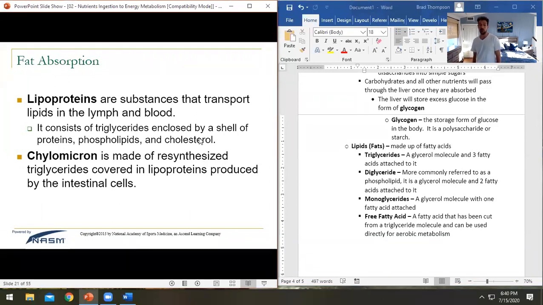Now, there are a few other things that you are going to find when we are talking about fats, and one of those is going to be lipoproteins. Okay, so lipoproteins are substances that transport lipids in your lymphatic fluids and in your blood. And what a lipoprotein is, it's a regular triglyceride, but it has a protein shell made up of some phospholipids and cholesterol.